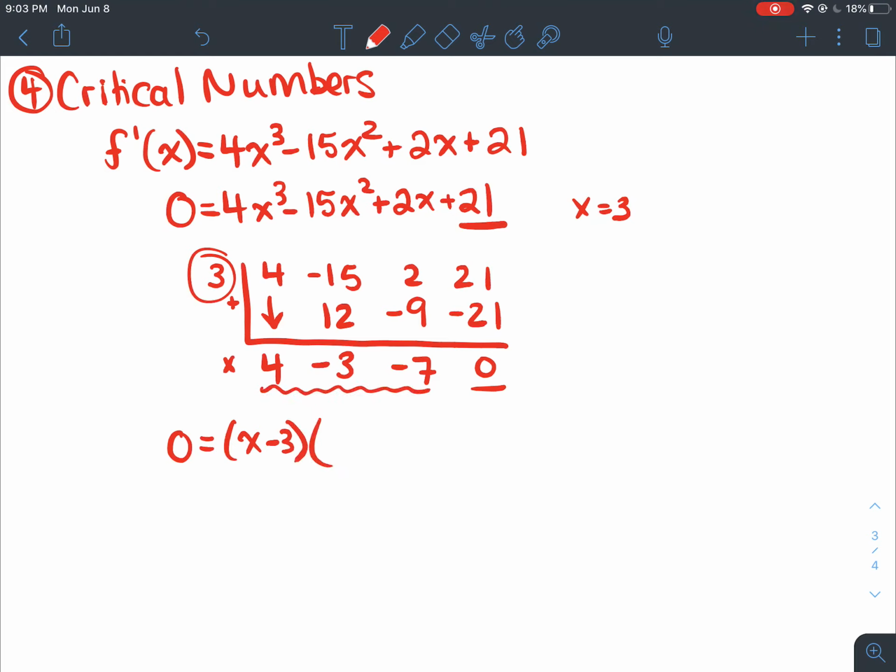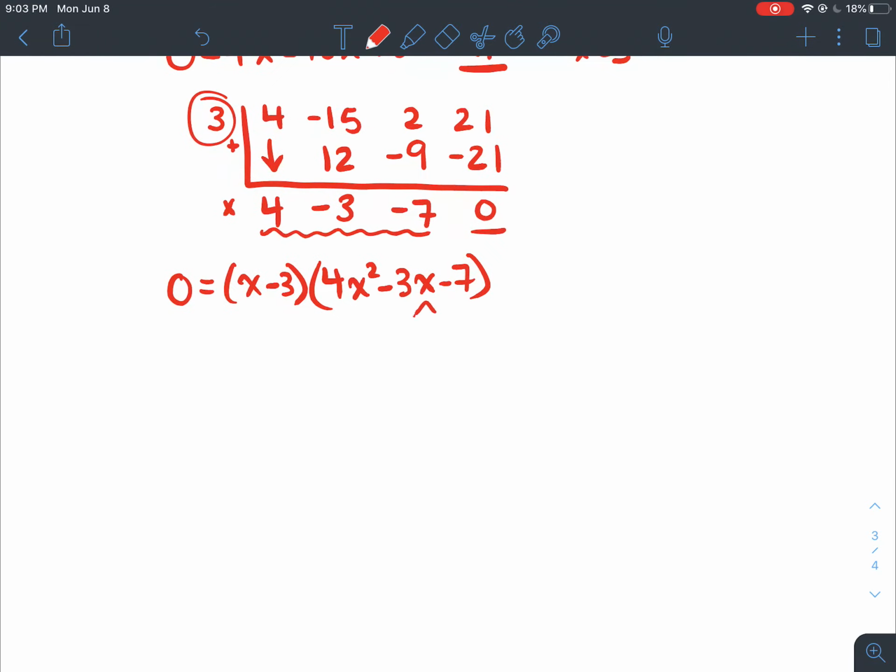Okay, so if you're still with me, this 3 becomes a bracket that's x minus 3. And then these guys are coefficients. So 4x squared minus 3x minus 7. Cool, and then you'd have to complex trinomial factor that guy. So what multiplies to negative 28 and adds to negative 3? How about 7 and 4?